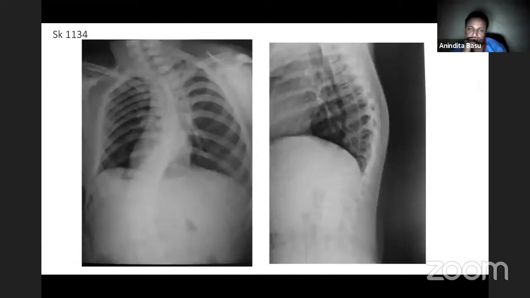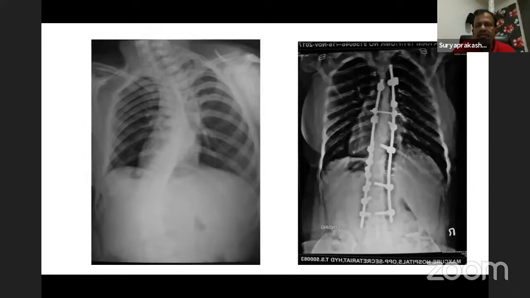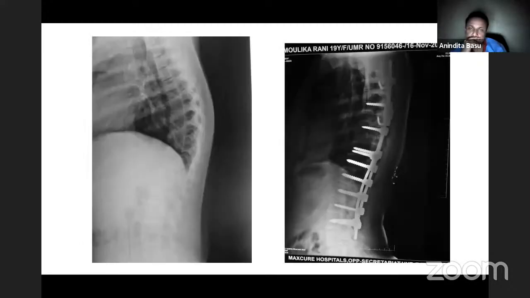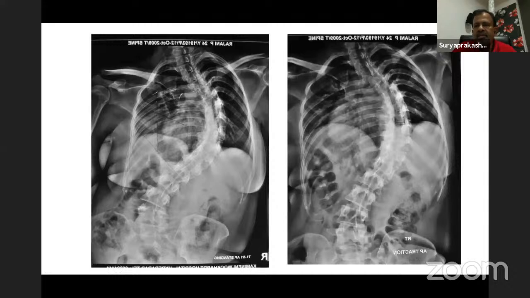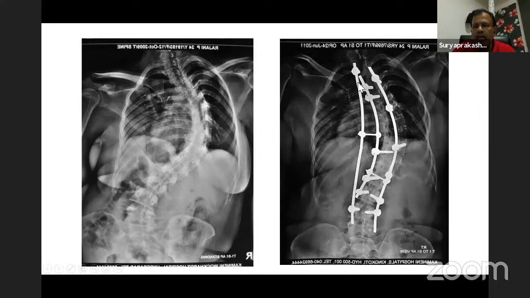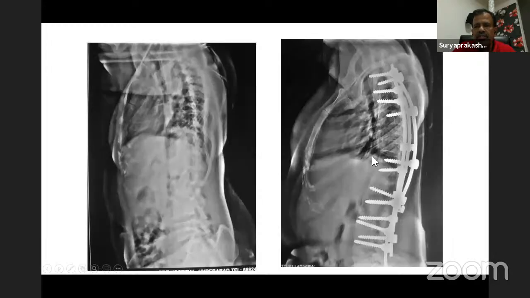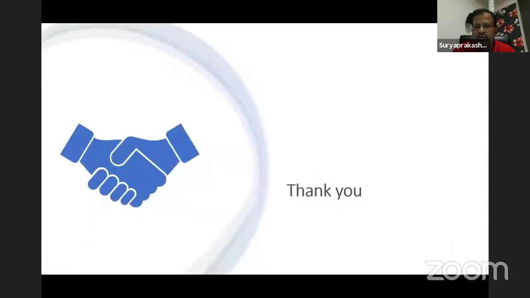Again, this is another type 3 curve where we had to go to L4. So again, another curve. You can see, these are all probably, as I said, long-standing type 1 curves, which tend to become type 3 over a period of time. There is a correction. I think still this can be argued as a type 1 curve. Again, here we had to go from T3 to almost L4, and we had used 2 rods in this situation. Thank you very much.